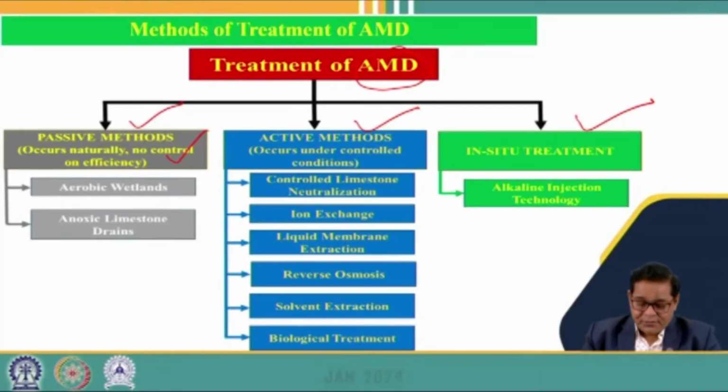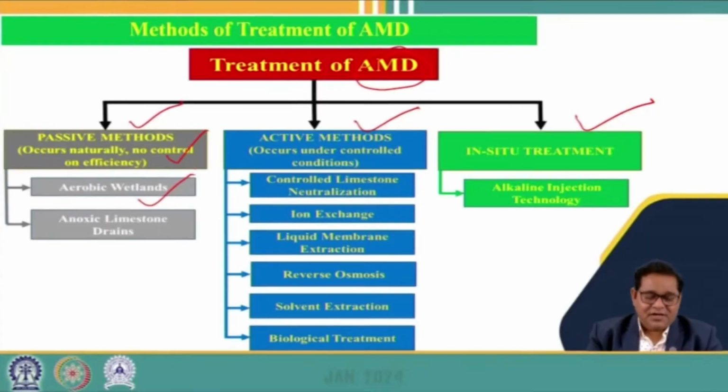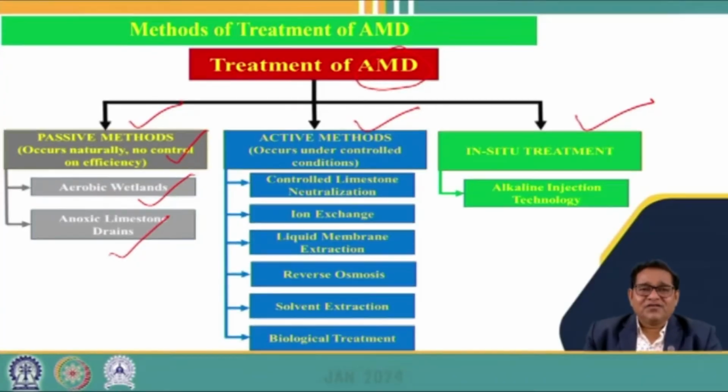So under this there are the wetland systems, that is the aerobic wetland system, and then there are anoxic limestone drains, and there are also anaerobic wetland systems. So one by one we will be discussing this aerobic wetland system, anaerobic wetland system, and then anoxic limestone drains, which are used as passive methods for the treatment of acid mine drainage.